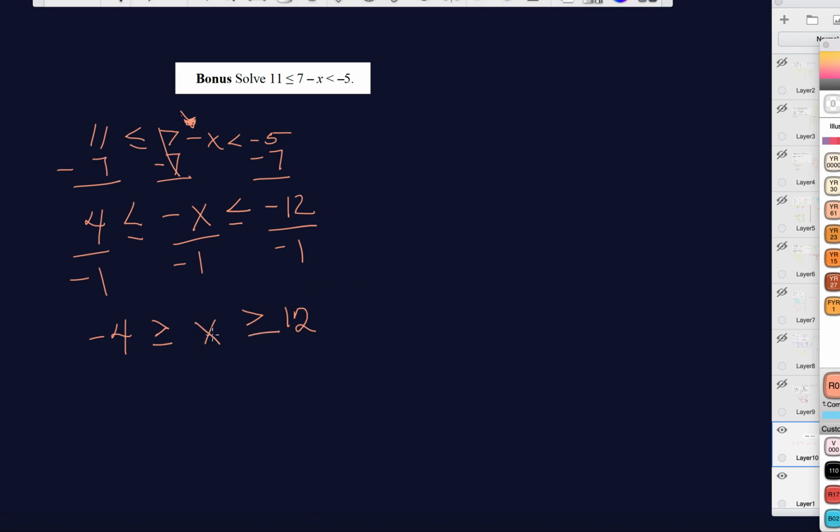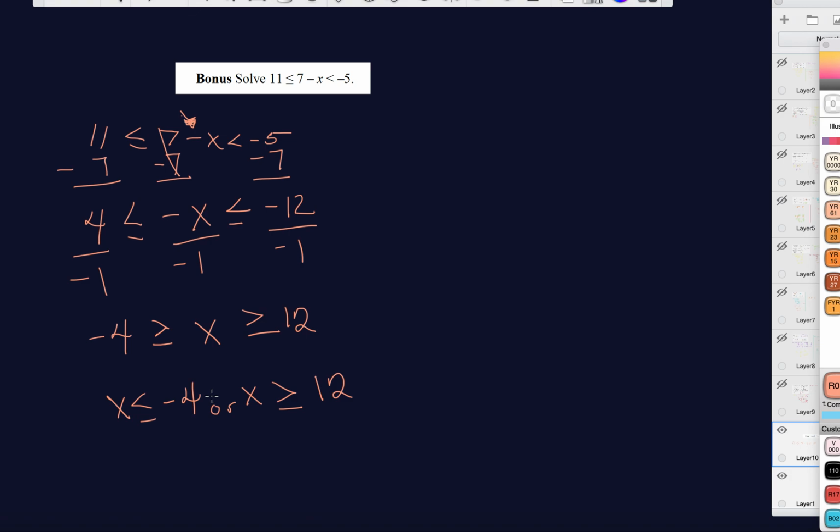Perfect. All right. So this actually, believe it or not, is a goofy looking statement. This says x is greater than 12 and x is less than or equal to negative 4. This turns out to be an or statement because of this negative. So this is x is less than or equal to negative 4 or x is greater than or equal to 12. And this becomes an or statement because there's no space in the middle.